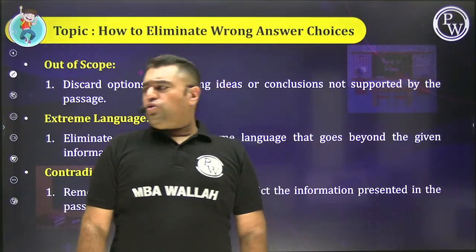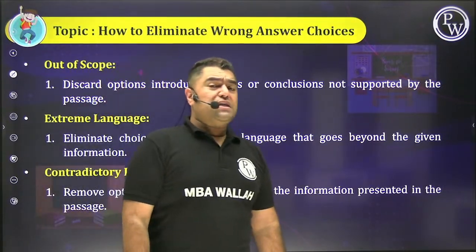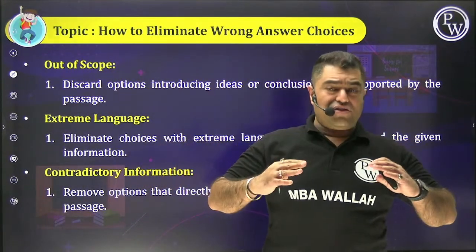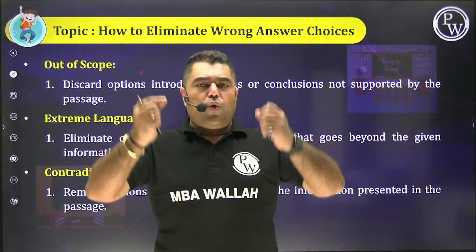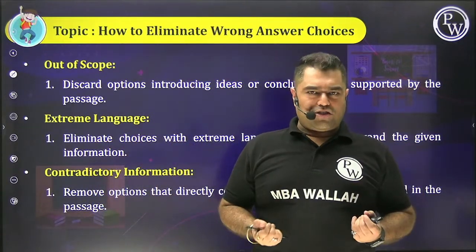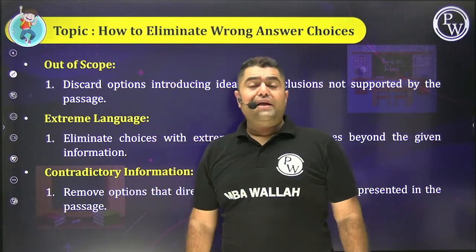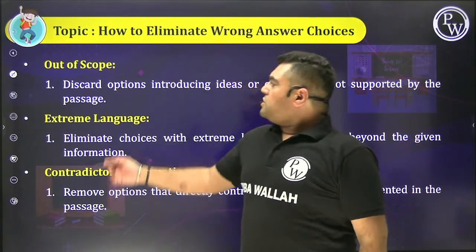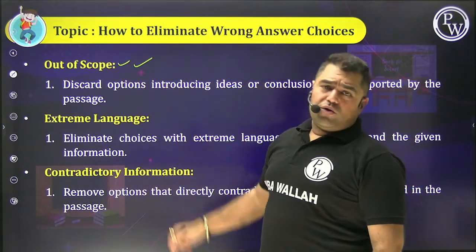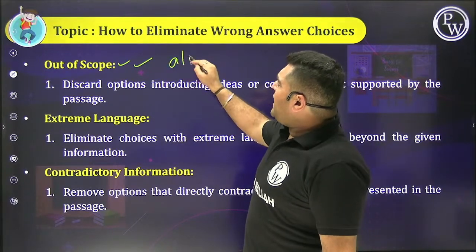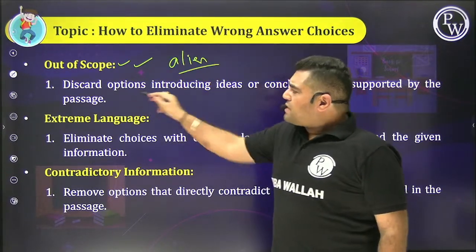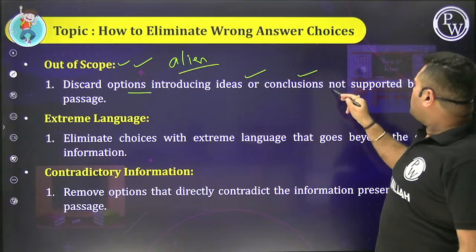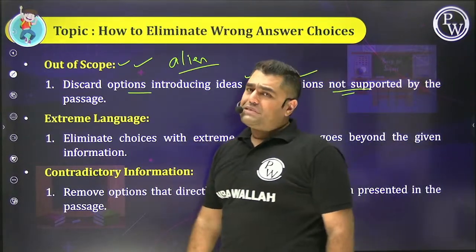Now, if you remember, conclusions are nothing but the logical deduction, the net summary, the total outcome of the passage. How do we eliminate wrong choices in a conclusion and inference question? Please remember, anything that is out of scope, anything that is alien, discard options introducing ideas or conclusions which are not supported. That's a red flag.